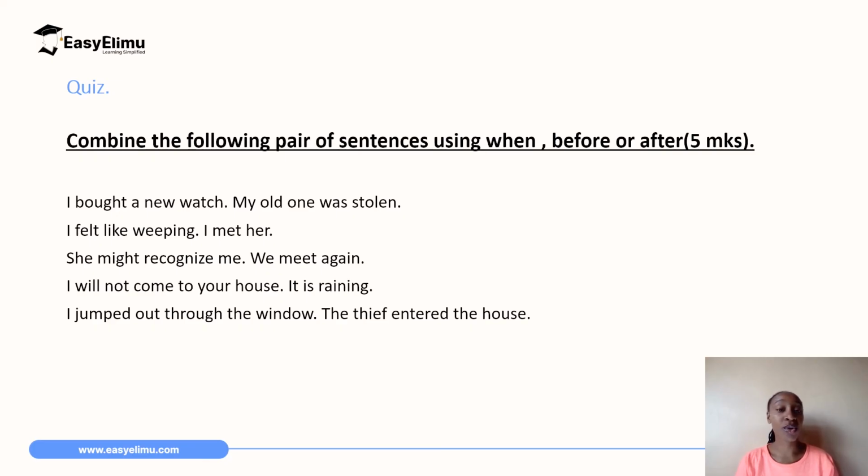You are required to combine the following pairs of sentences using when, before, or after. I bought a new watch. My old one was stolen. So you can say, I bought a new watch when my old one was stolen. You can also say, I bought a new watch after my old one was stolen. So please have a look at the rest and attempt to answer them.